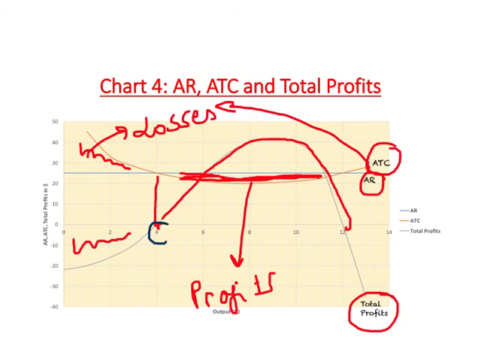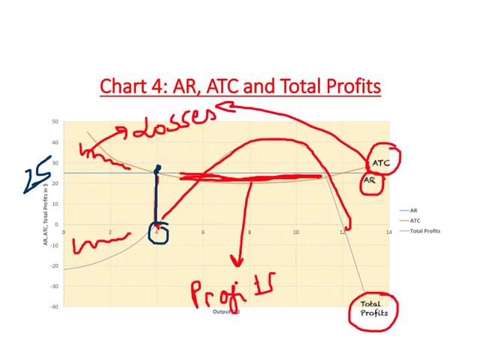Now let's look at an easy number. When the output is 4, average revenue is $25, we know that. And what is the average total cost of production at this point? These two are equal, so average total cost of production is 25. So how much will be total revenue? It will be 25 times 4, which is 100. How much will be total cost? It will be average total cost, which is 25 times 4. That will give us 100, and the difference between total revenue and total cost is 0. So here the firm is in a situation of no profit, no loss.